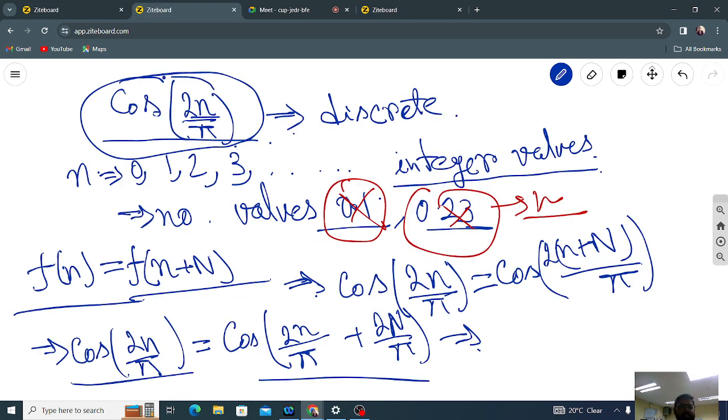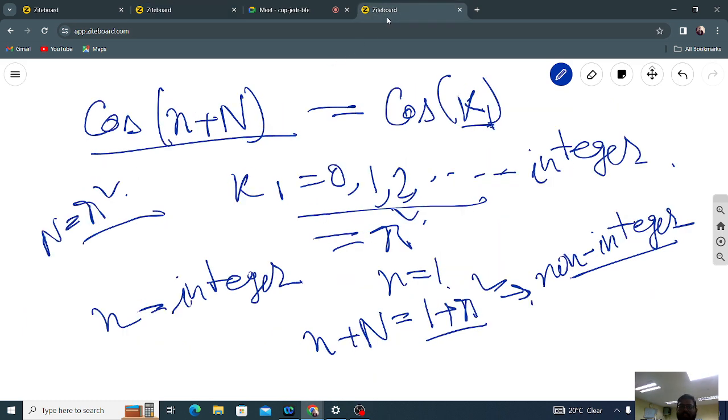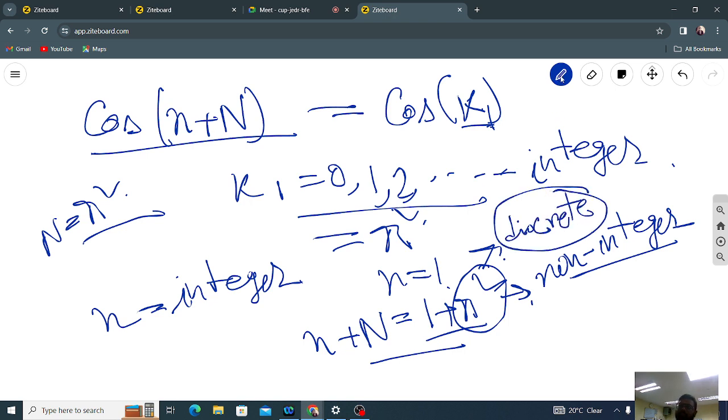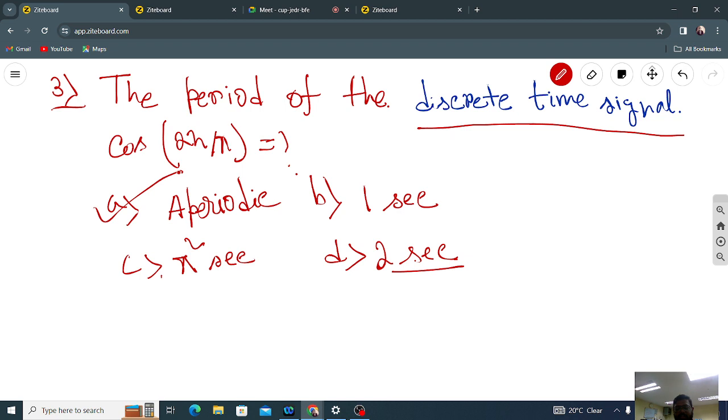That's why even if this signal is periodic in the continuous domain, if it was cos of 2t by pi, and t can take any values, but for discrete cases it is not periodic. That is the reason: it is periodic with a particular time pi square, and pi square cannot be represented in the discrete domain. So the answer is it is aperiodic.